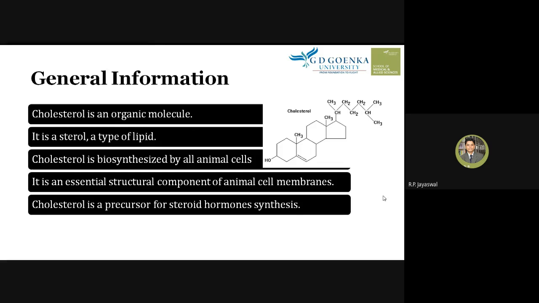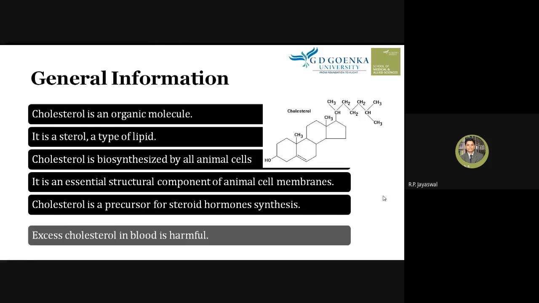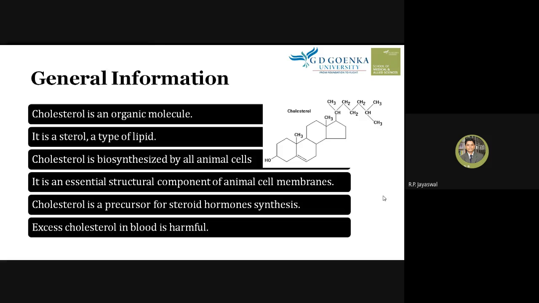So it's a precursor. Precursor means the starting material. Okay, so it's a raw material. Cholesterol is a raw material to make steroid hormones and to synthesize vitamin D in the cell. But excess cholesterol in blood is harmful.